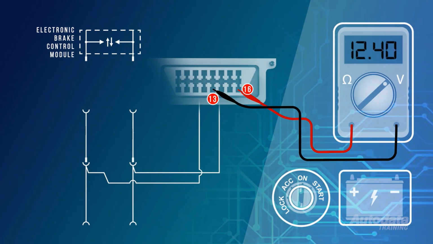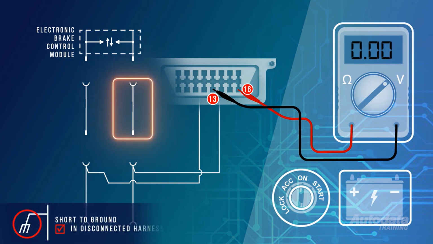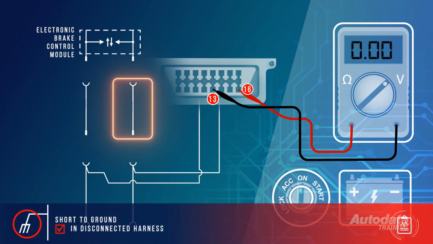However, if when disconnecting the ABS module, battery voltage is still seen, turn the ignition off and disconnect the next inline harness connector. Then, turn the ignition back on. If 0 volts is now seen, this confirms the short to ground is within this section of harness.